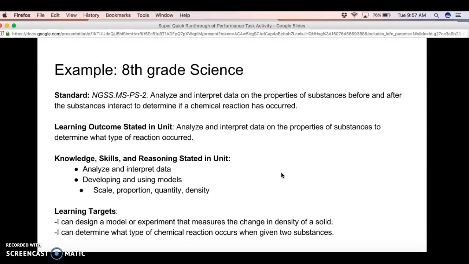So you can see here that I've created a target that addresses a task, right? Design a model or experiment that also gets specific about what it is that students can do. In this case, they're measuring the change in density of a solid. And you can see here I've also attended to the learning outcome in a more specific statement. In the second one, I can determine what type of chemical reaction occurs when given 2 substances. So again, notice the drill down here. I'm using the standard and the learning outcome and the knowledge, the things listed already in the unit or lesson plan, to further clarify what it is students should know and be able to do in the specific context of either the assessment or the lesson. And that's what we're going to be playing with here.